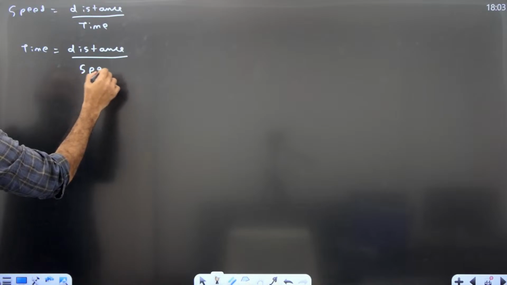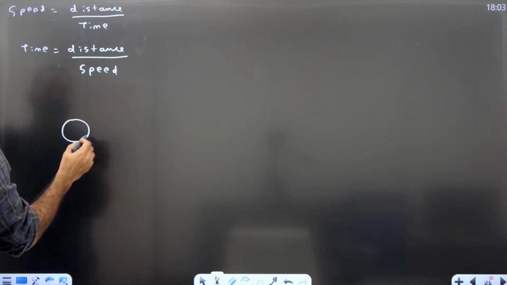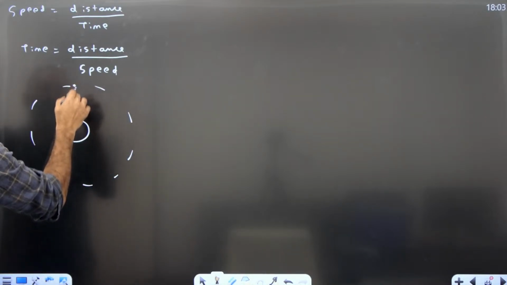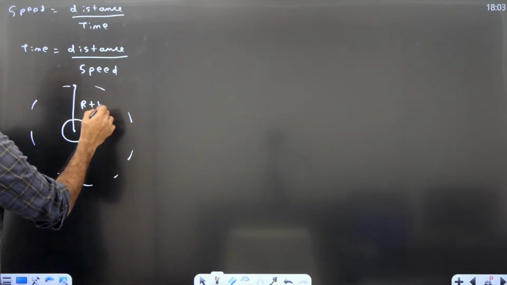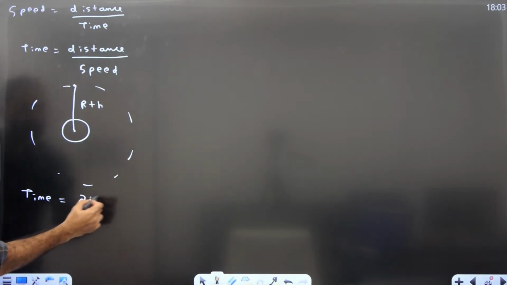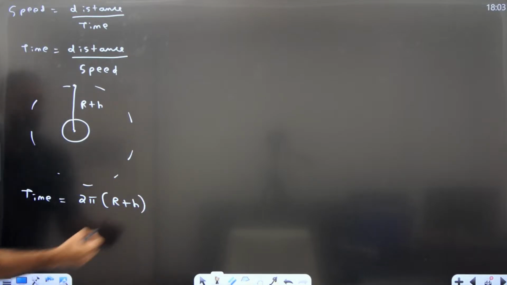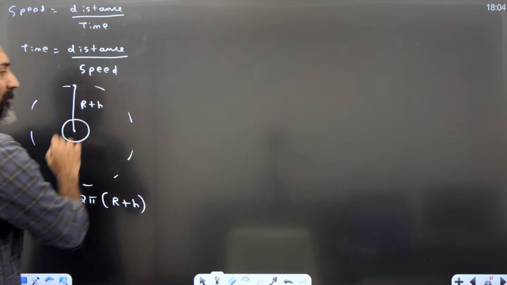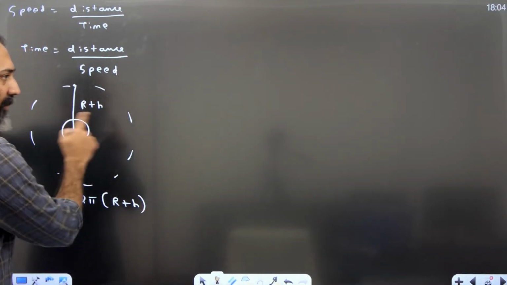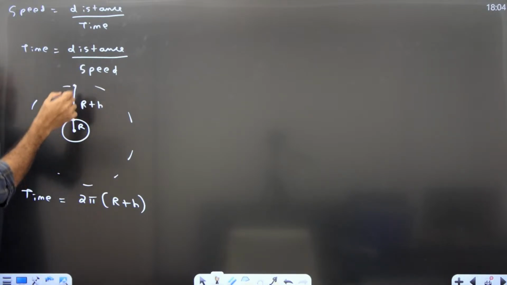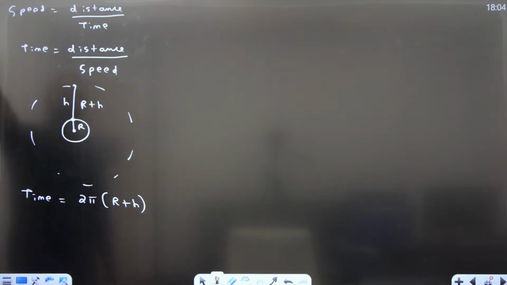Satellite moves in what motion? Circular motion. Suppose this is Earth and the satellite is here, moving with a radius r plus h. So time equal to what? Distance, 2 pi into r plus h. Why 2 pi into r plus h? Because to complete one revolution, the distance is the circumference of a circle with radius r plus h. Actual Earth radius is r. The satellite is at a height h from the Earth surface. Time equal to 2 pi into r plus h.